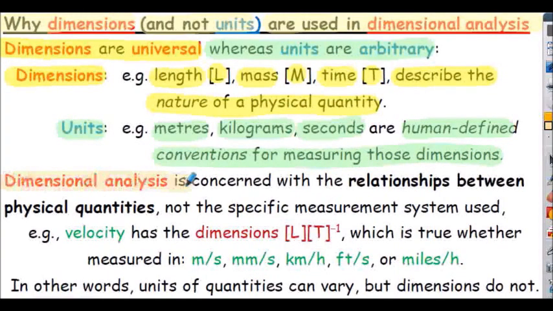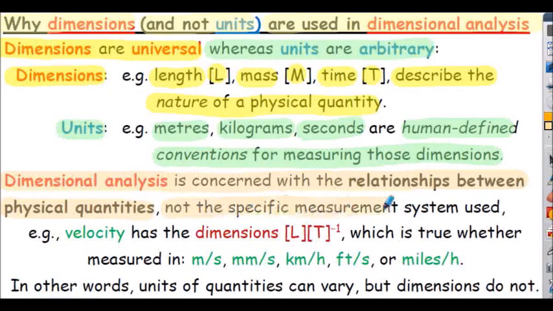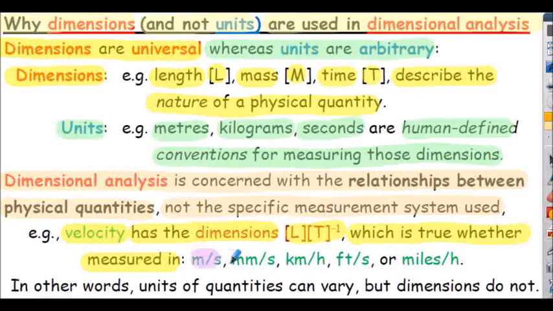Dimensional analysis is concerned with the relationships between physical quantities, not the specific measurement system used. For example, velocity has the dimensions LT^-1, which is true whether measured in meters per second, millimeters per second, kilometers an hour, feet per second, miles per hour, etc. So in other words, units of quantities can vary, but dimensions do not.